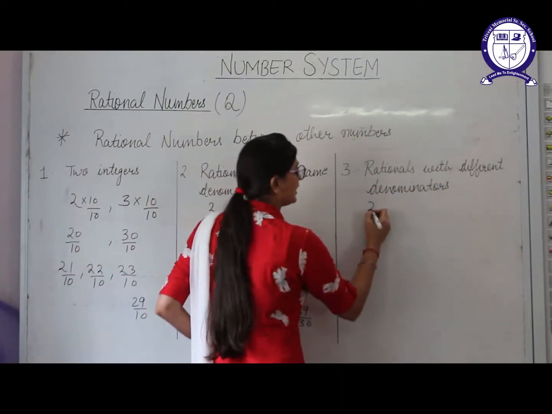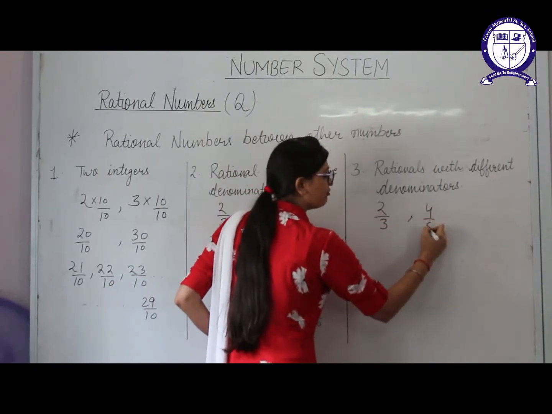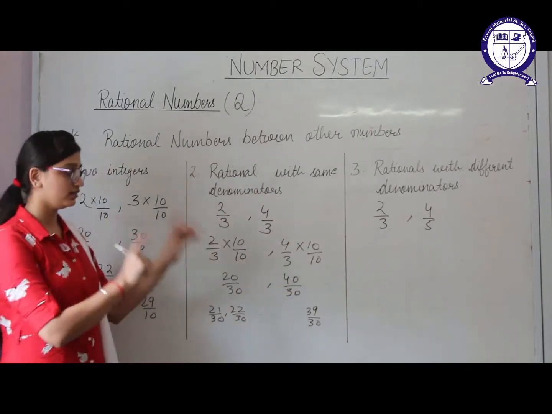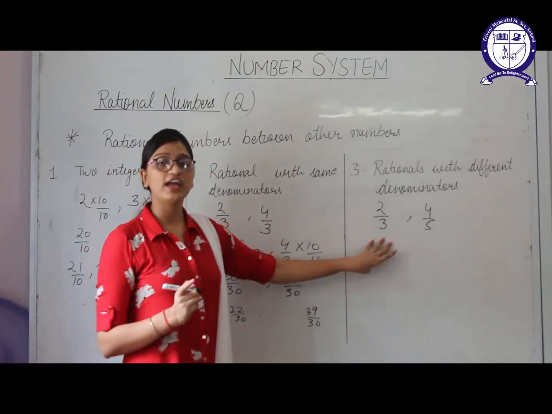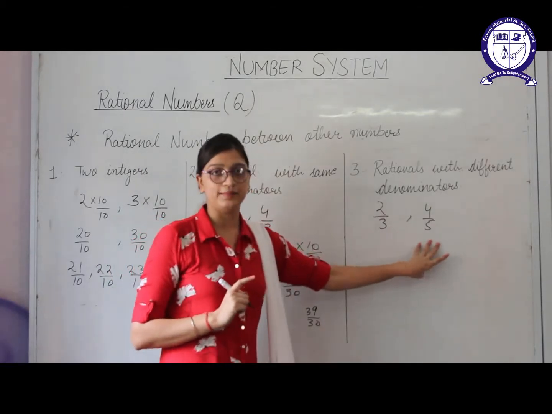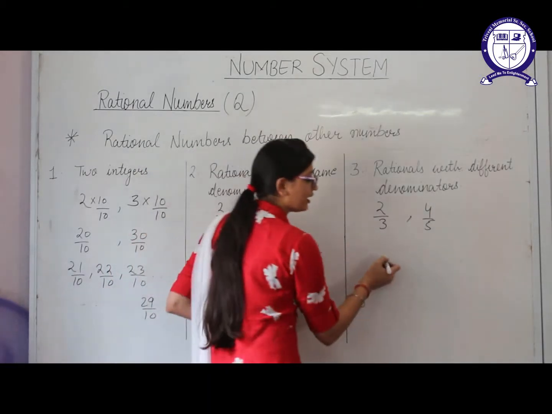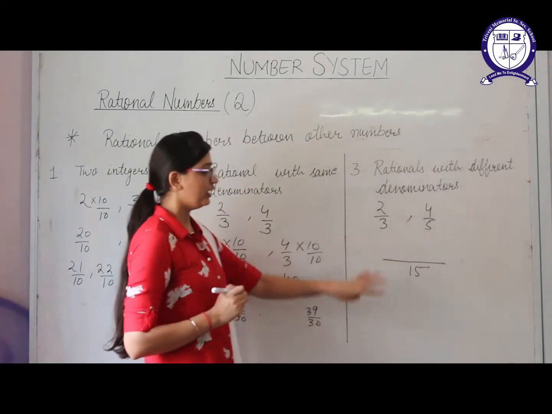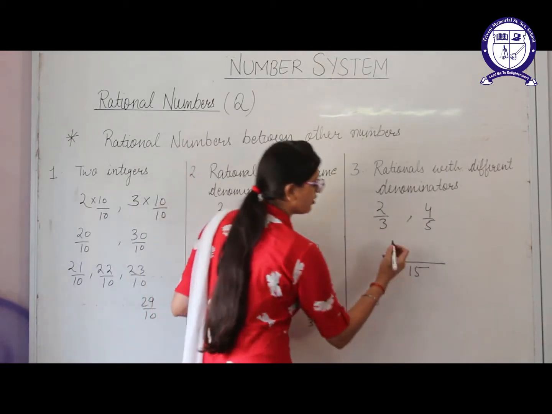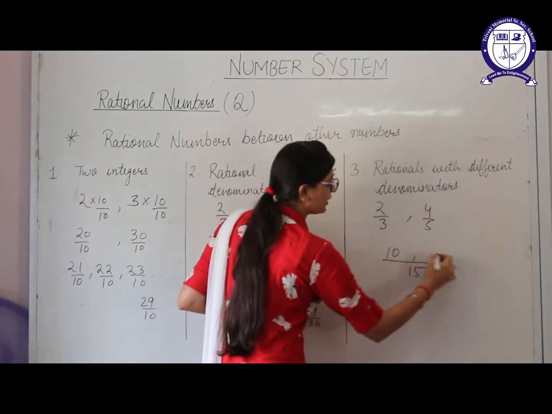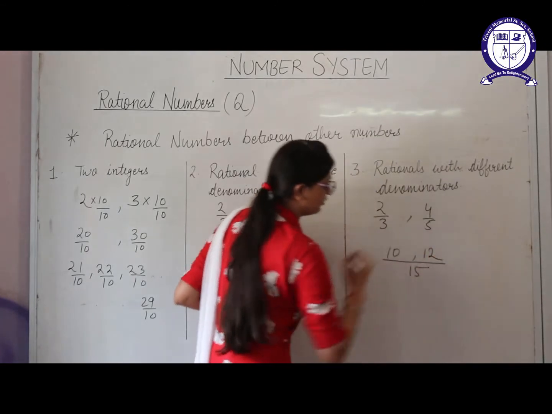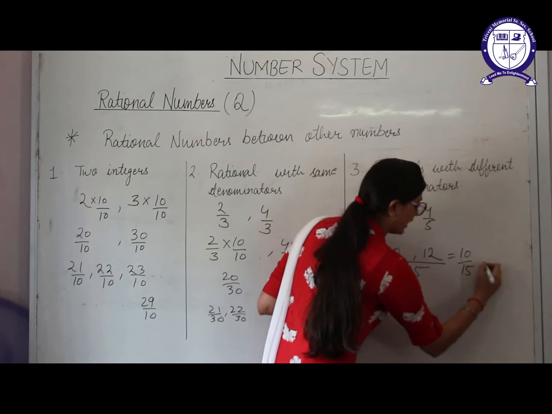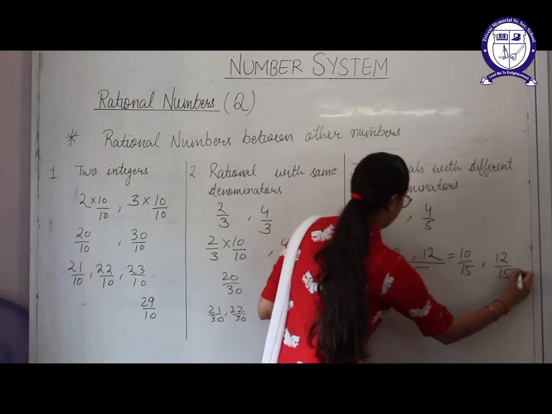For example, they are saying 2 by 3 and 4 by 5. So we can't multiply by 10 and divide by 10. Okay? So what are we going to do? We are going to make the denominators the same. And how are we going to do that? We are taking the LCM. The LCM of 3 and 5 will be 15. So it will become 10, and it will become 12. So our rational numbers become 10 by 15 and 12 by 15.